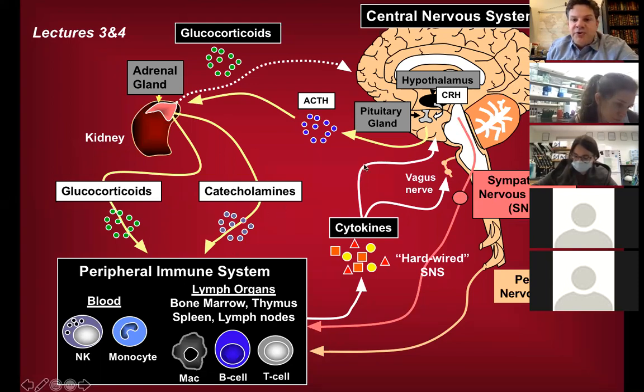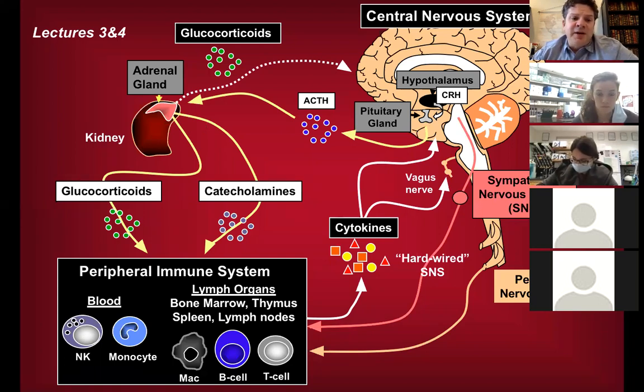And then this shows you the HPA axis, where the hypothalamus is, and what the pituitary gland looks like, this little spike here. And you see that this is a kidney, the adrenal gland, and you see these glucocorticoids and catecholamines. And there's also the glucocorticoids. Maybe you've heard of those before. Maybe you've even taken them. Those are the steroid hormones.